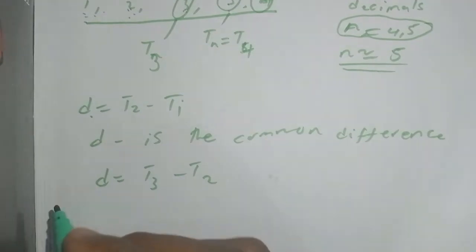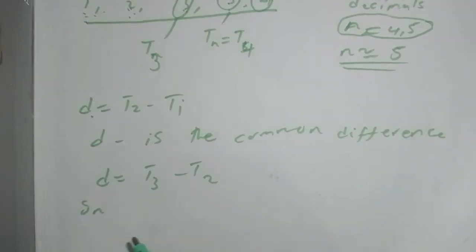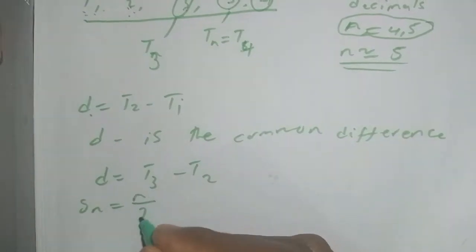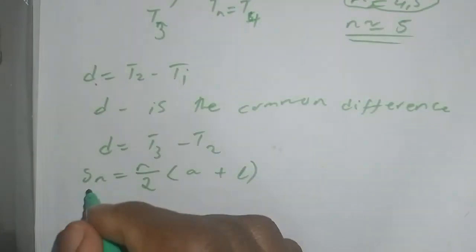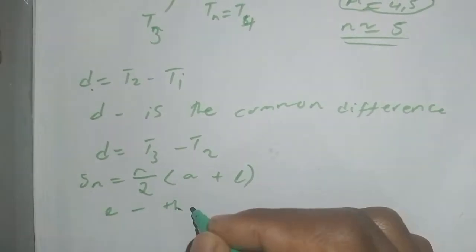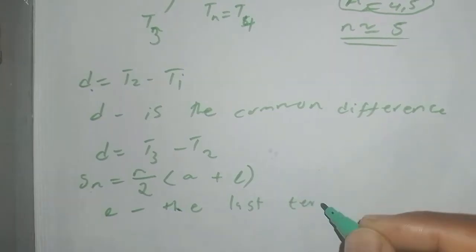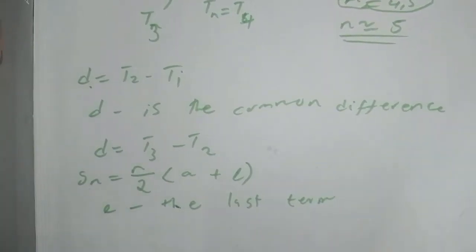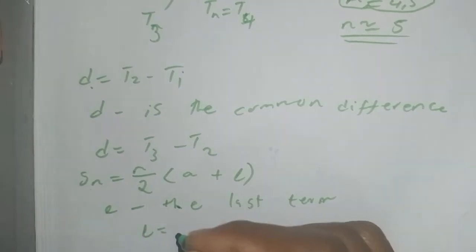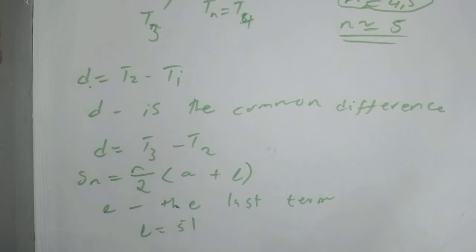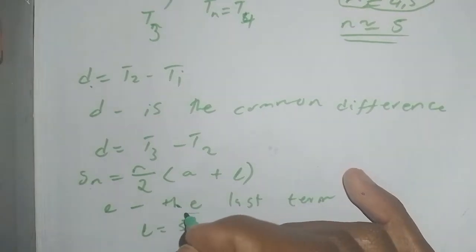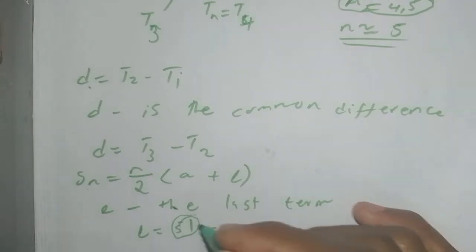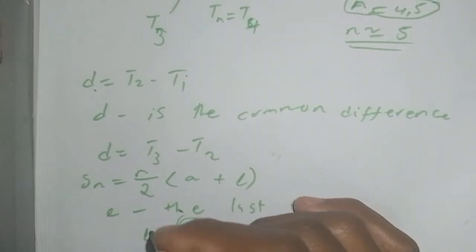Now, we have another equation. This one, we didn't do it in grade 10. We will start with it in grade 12, which is A plus L, right? This L represents the last term. If they say you have 51 terms in a sequence, it means L is equal to 51, right? We will do an example that requires us to use this L.